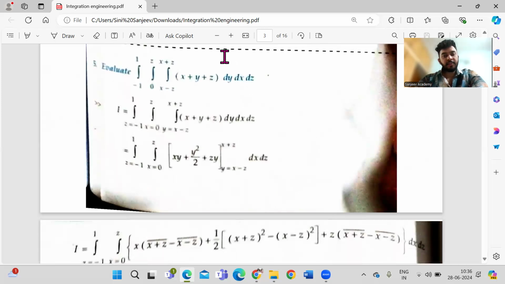Next one. Again, here also they have given us the order: dy, dx, and dz. So you directly put the y value. Correct? So integration of x with respect to y is xy. y is y square by 2. z is zy. Then put this value, x plus z in place of where? y. Correct? Yes. And x minus z also in place of what? y. So I'll be getting this.